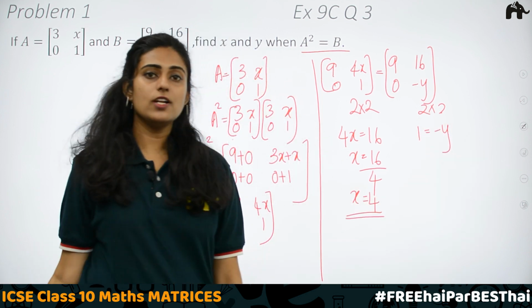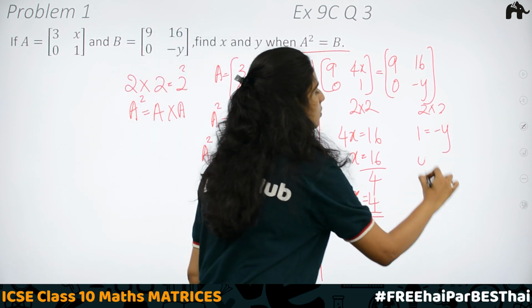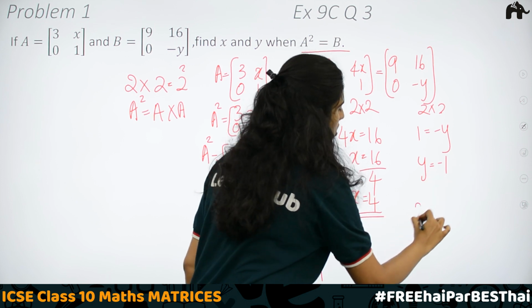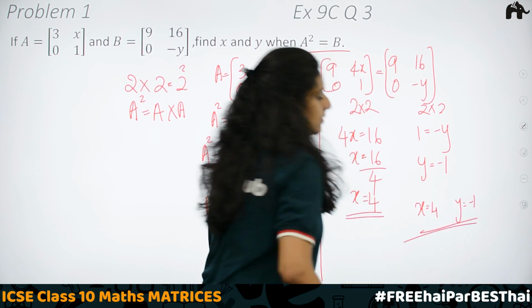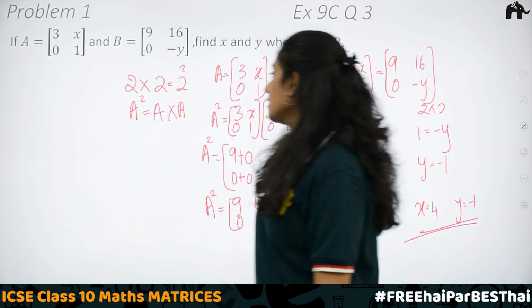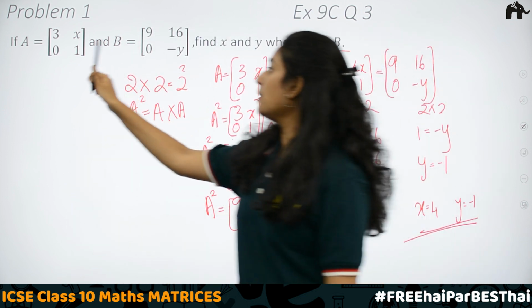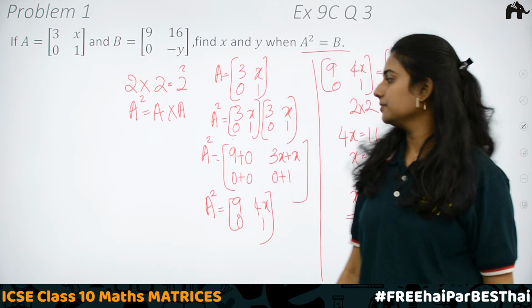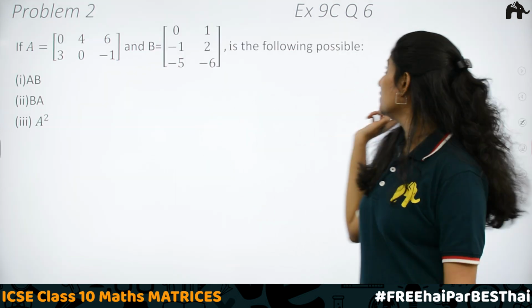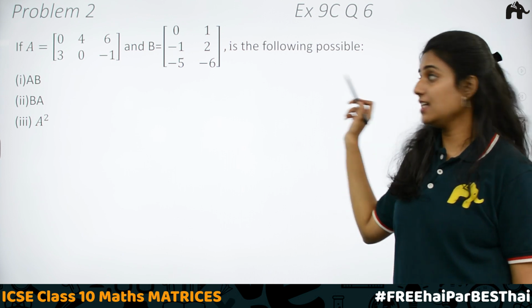If 1 is equal to minus y, then y is equal to minus 1. We got x equals 4 and y equals minus 1. Clear? So, here to find a square, we need to multiply the matrix A into A. Okay. Next, problem 2, question 6 of exercise 9C.